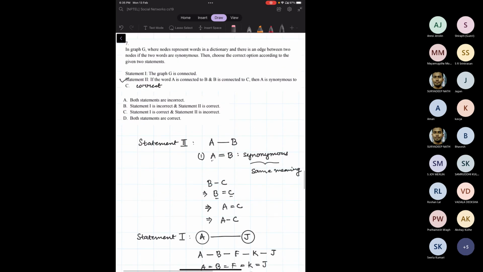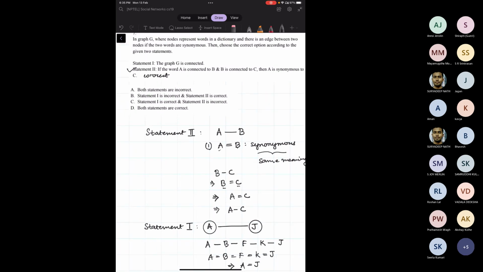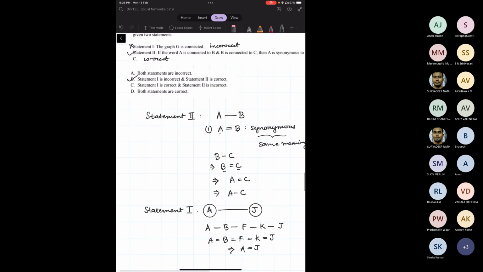So if statement 1 was supposed to be correct, then every word in the dictionary is the same as every other word in the dictionary, which we know is not possible. So this statement 1 is incorrect. So the correct option is D. Statement 1 is incorrect and statement 2 is correct.